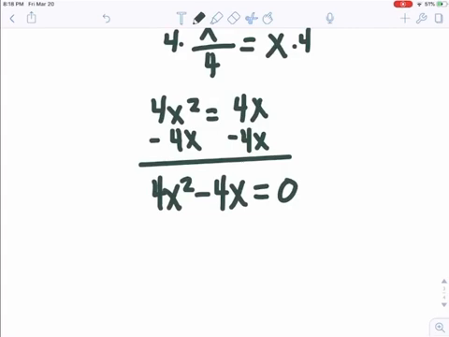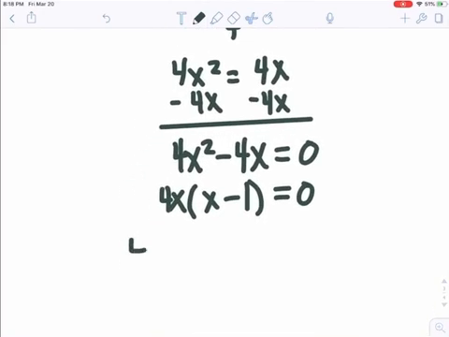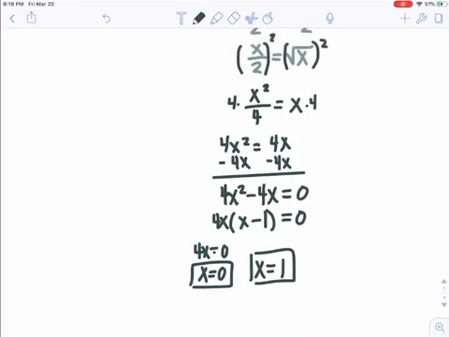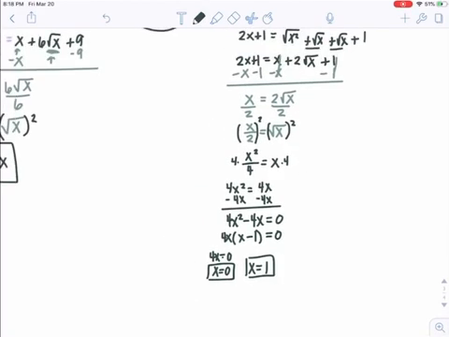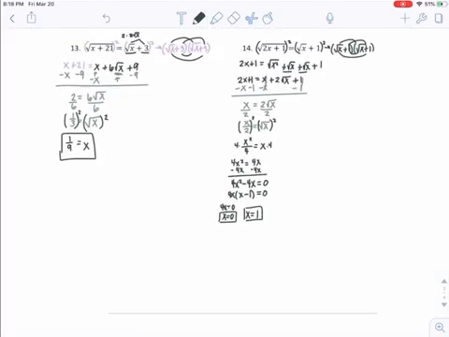Okay, remember when you just have two terms, let's look for a GCF. So 4x I could factor out, and I get x minus 1. So my first answer is x equals 0. My second one is x equals positive 1. Okay, which will work out in both. Okay, and those are your final two answers.